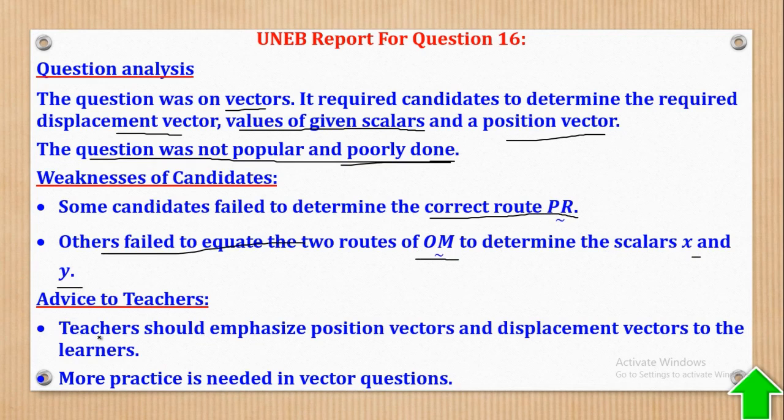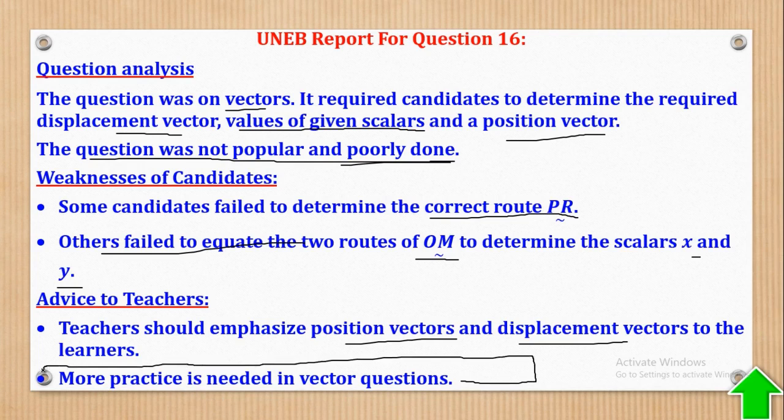So the advice to teachers is that they should emphasize position vectors and displacement vectors to learners. Those two vectors are different. Displacement vectors and position vectors are different. Then more practice is needed on vectors. Students must practice more in order to get correct answers for a question on vector geometry.